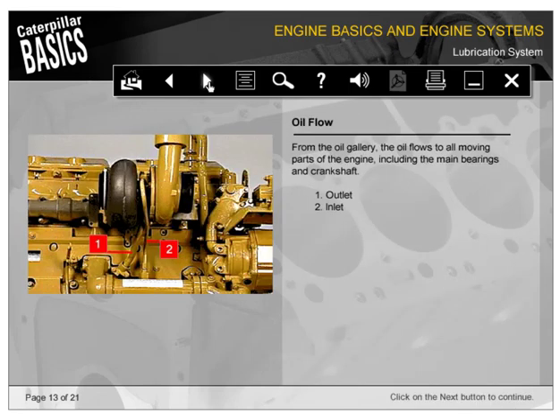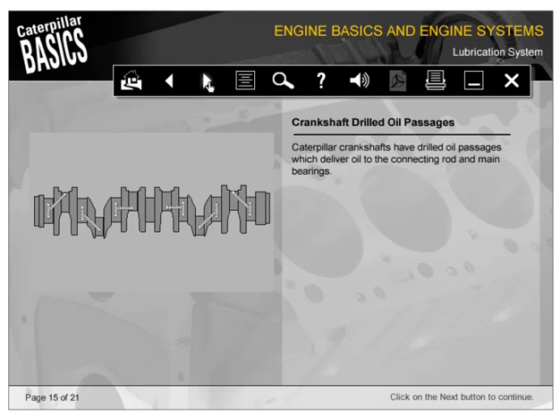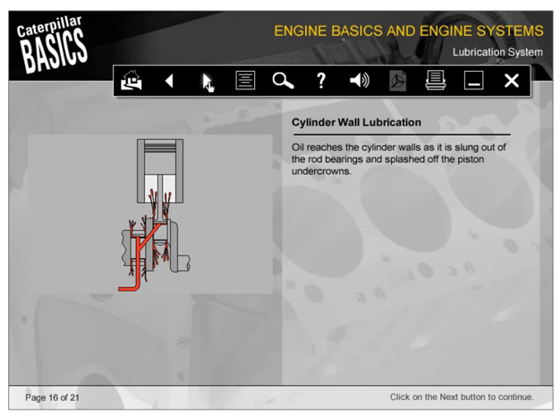From the oil gallery, the oil flows to all moving parts of the engine, including the main bearings and crankshaft. Oil flows from the gallery to the crankshaft, which then lubricates the main and connecting rod bearings. Caterpillar crankshafts have drilled oil passages which deliver oil to the connecting rod and main bearings. Oil reaches the cylinder walls as it is slung out of the rod bearings and splashed off the piston undercrowns.